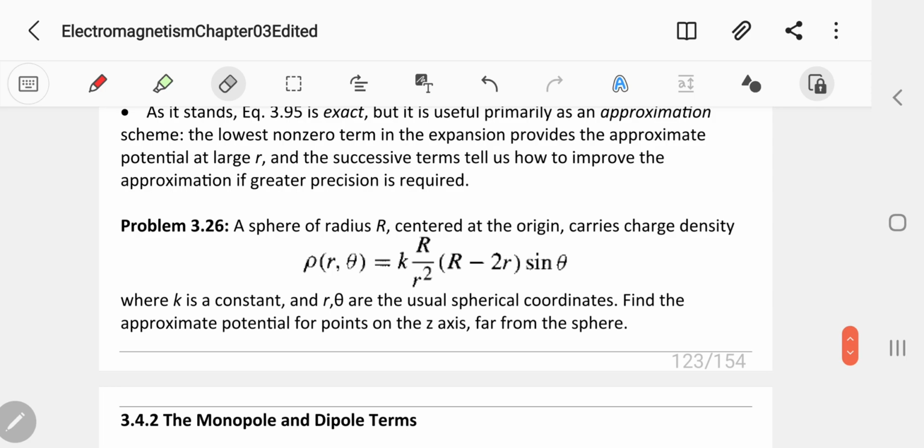So here's a problem which you can solve in your free time. A sphere of radius r centered at the origin carries charge density, this one here, where k is a constant and r, theta are the usual spherical coordinates. Find the approximate potential for points on the z-axis far from the sphere.